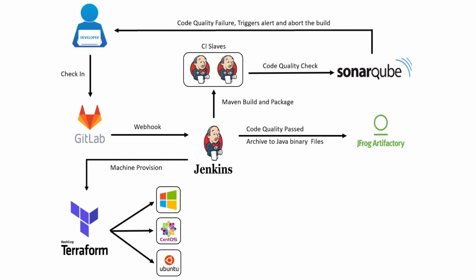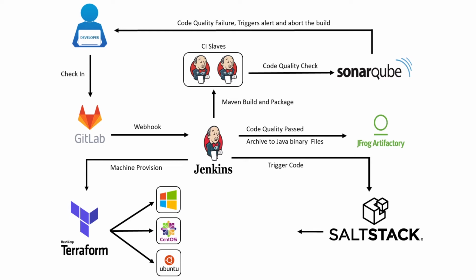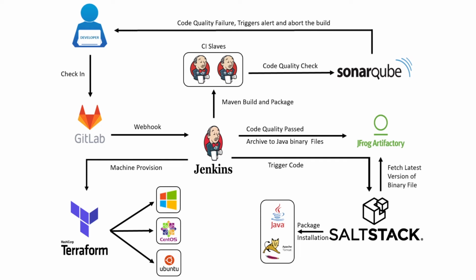In the final stage, Jenkins will execute the SaltStack state in all the minions, which will perform the below tasks on the target servers: download and install Java, download, install, and configure Tomcat, pull the WAR file from JFrog, and deploy the WAR file in Tomcat. Finally, the Java application will be deployed on all 3 servers.